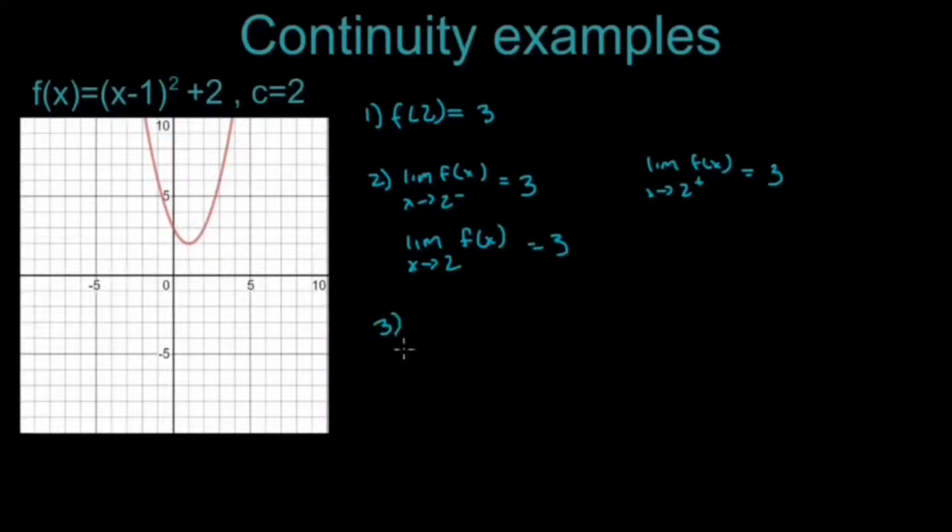The last step is proving that f of c, or in this case f of 2, is equal to the limit of f of x as x approaches 2. When we look at what we've already determined, we can see that f of 2 is equal to 3, and that the limit of f of x as x approaches 2 is also equal to 3, meaning that f of 2 is equal to the limit of f of x as x approaches 2. This means that f of x is in fact continuous when x is equal to 2.